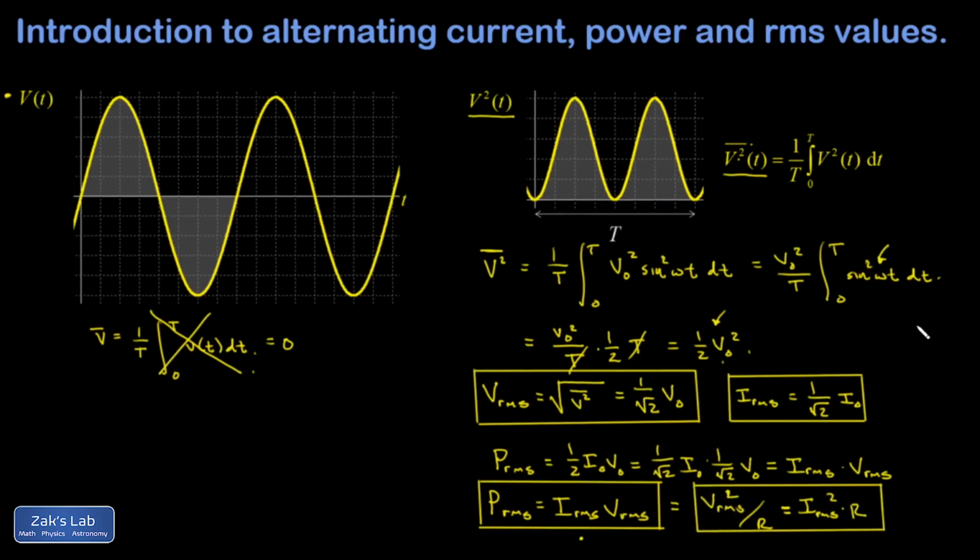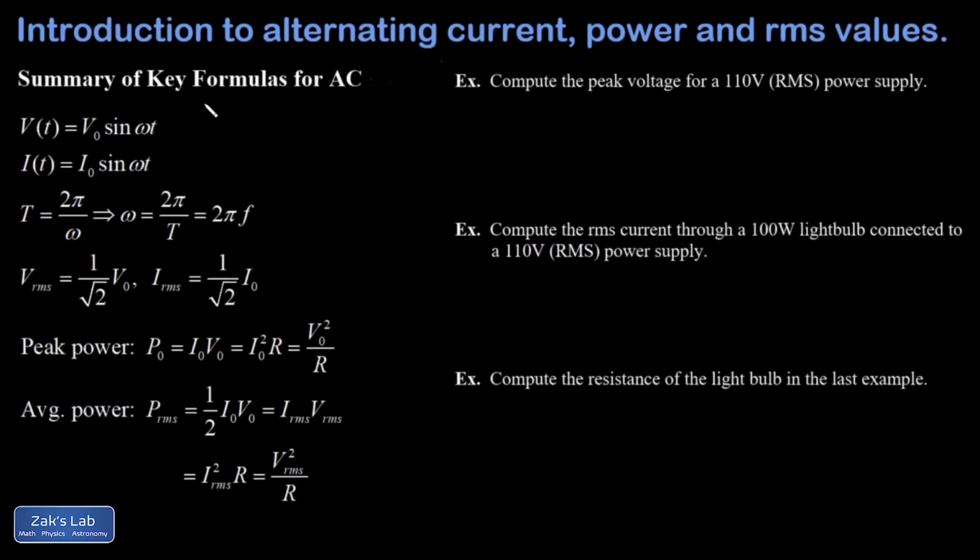All right, so the main takeaway here, I think, is to just remember that RMS is a type of average current output and average voltage output. And the way we defined that average, it made it so our old power formula was still valid, so you don't have to remember some new and exotic power formula. So let's wrap things up with a summary of key formulas and a few simple examples.